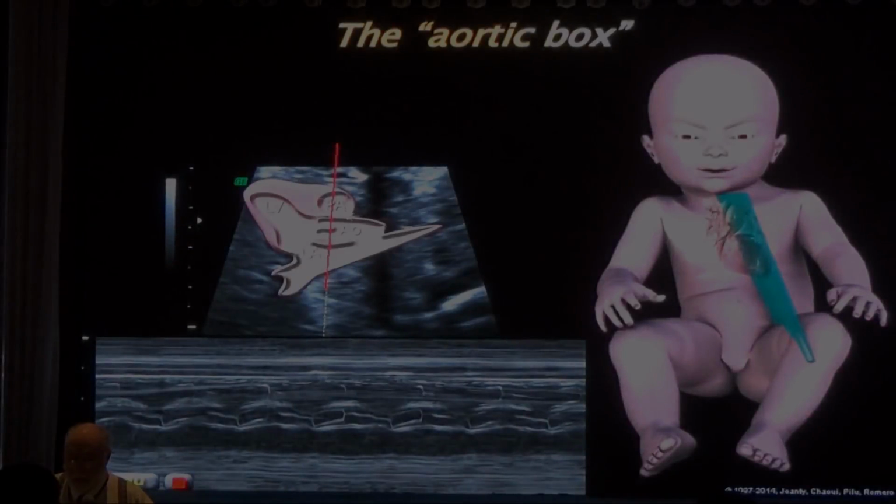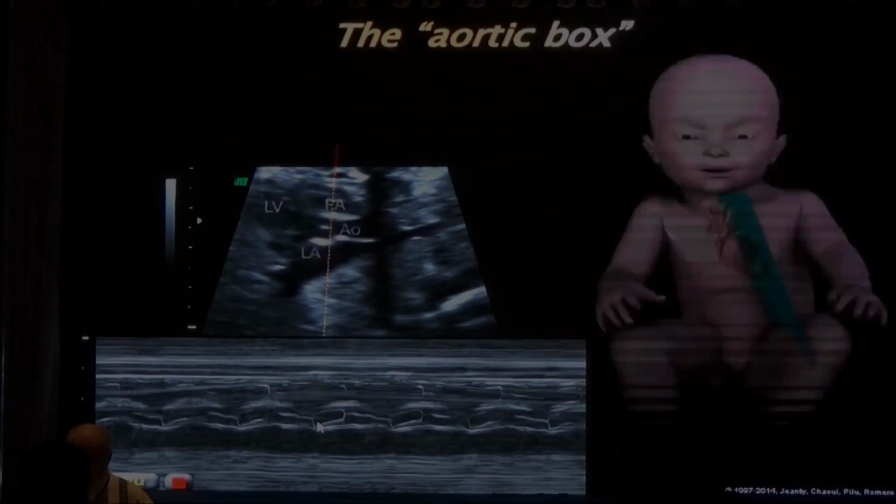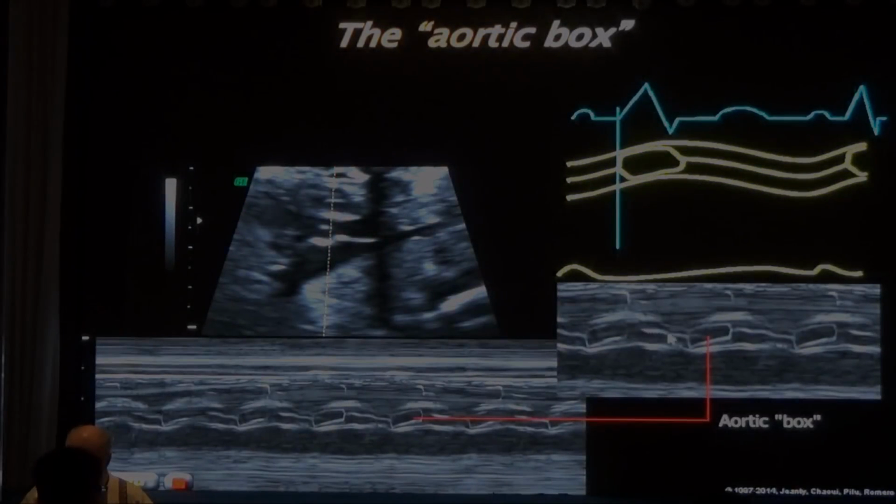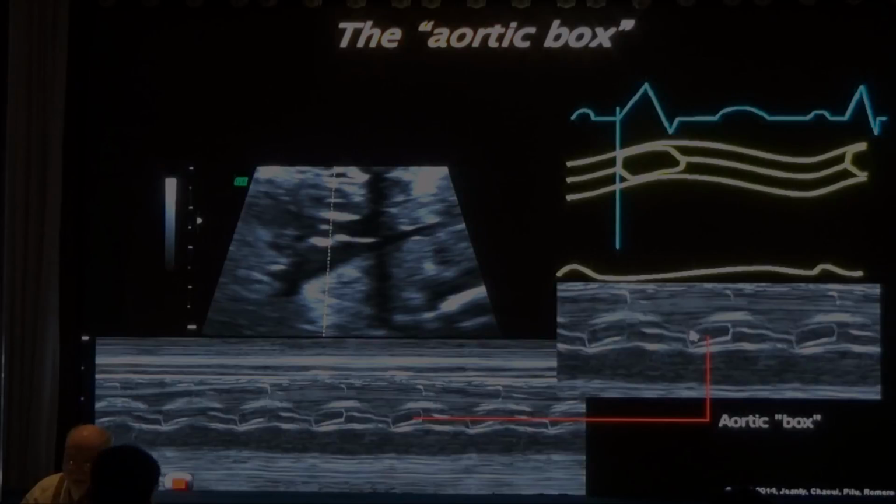Now, when you do an M mode at this level, you can get an interesting image called the aortic box. So if you magnify here, you have the cusps of the aorta that are closed during the diastole, and then very abruptly they open up here during the onset of systole. They stay open on the side of the vessel, and then they close here. So this here is called the aortic box. It's also a measure of the ejection time of the heart. And we'll talk about that when we talk about the PR interval.